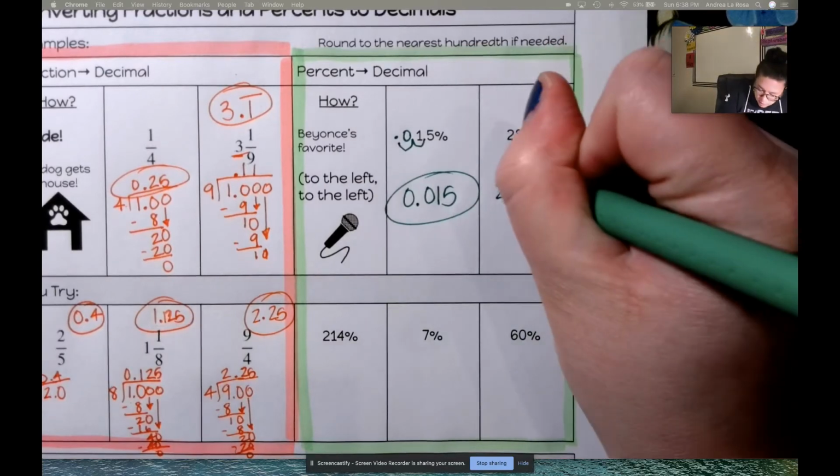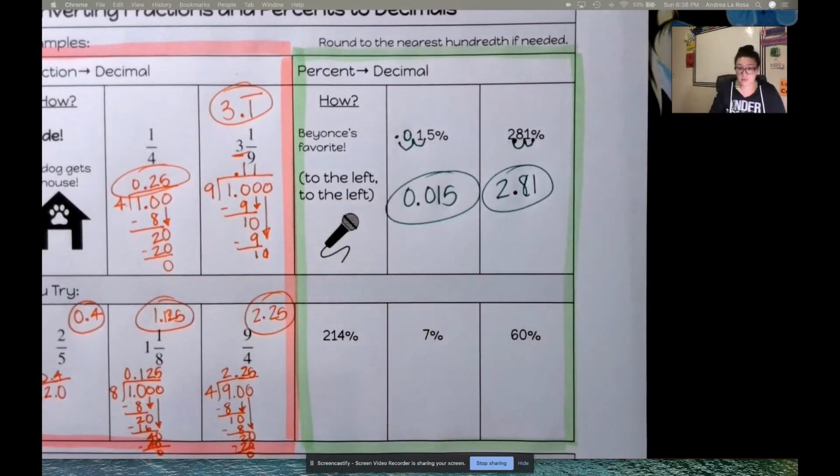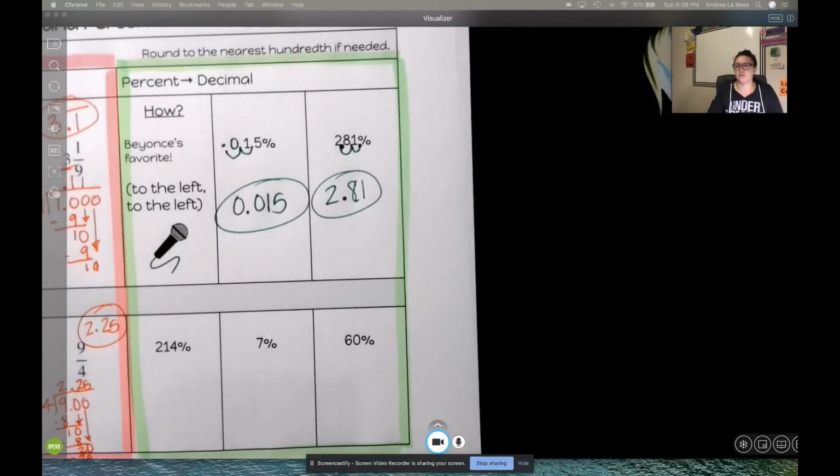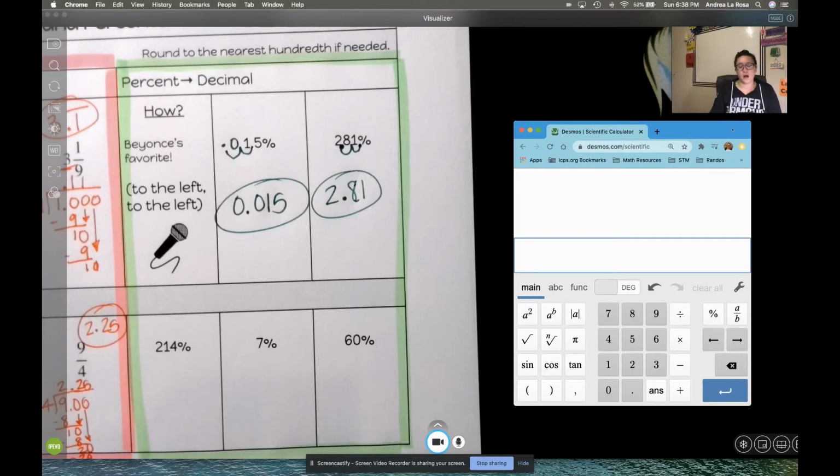So we should get 2.81 for our decimal there. On the calculator, this is going to look a little bit different. On your calculator, you're going to type the percent. So let's go to that first problem. We had 1.5, and then we hit the percent button. It's over by the fraction. But it says percent of what?